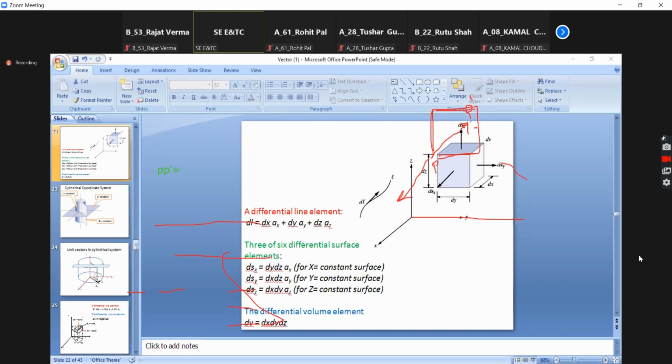So magnitude तो हो गया dy dz, और उसका जो direction है, it is shown by a unit vector which is perpendicular to it. This statement is very important. It should be shown by a unit vector which is perpendicular to it.